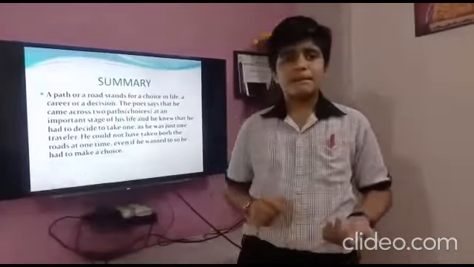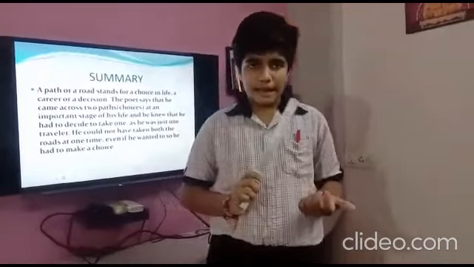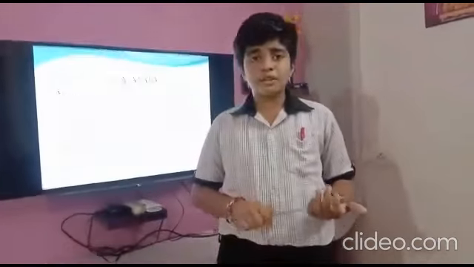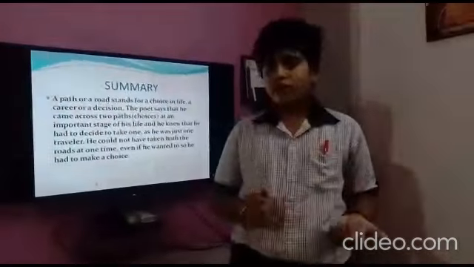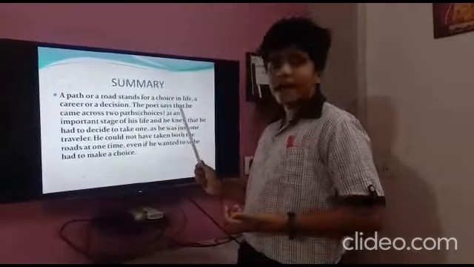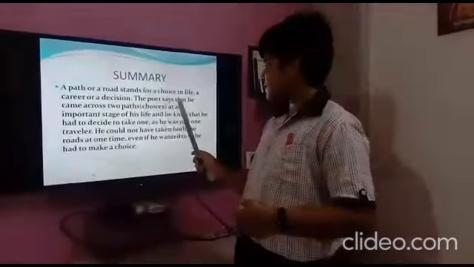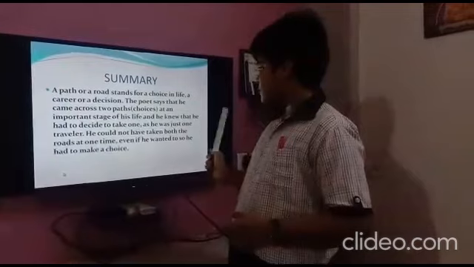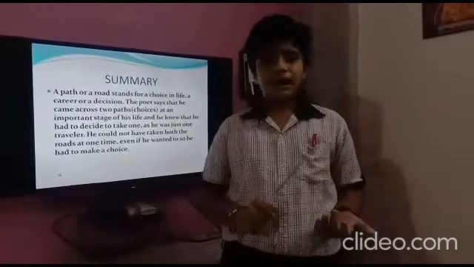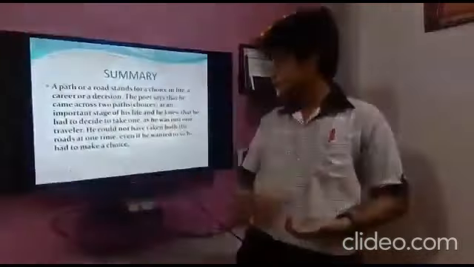It means that a path means a choice. Choice comes only one time in our life. So there it comes that which choice we should take, and whether it is right or wrong. The poet says that he came across two paths. I told you that two paths means two choices at an important stage of his life, and he knew that he had to decide to take one. It means the poet knew that he had to take only one path or one choice.